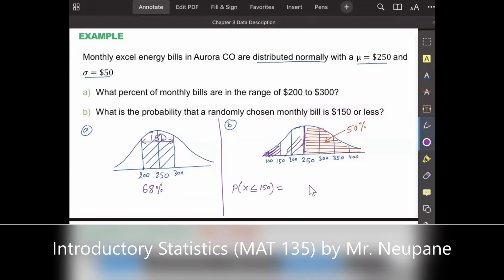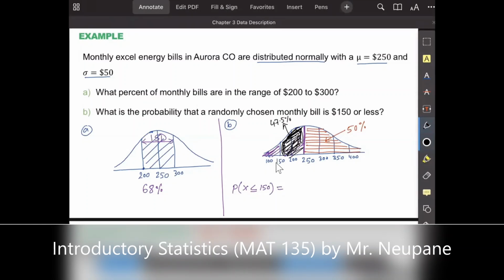Let me use a little different color. This is half of 95. And what is half of 95? Please find it in your calculator. 95 divided by 2. What do you get? 47.5. So now you see that the data here in red is 50%. Data here in black is 47.5. But we are asked to find this data, which is here in purple, which is less than 150.